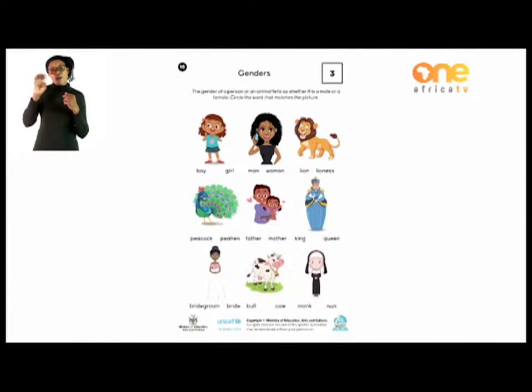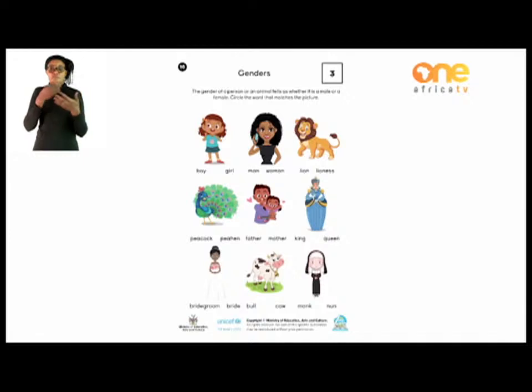The next picture, is it a peacock or a peahen? The next picture, is it a father or a mother? The next picture, is it a king or a queen? The next picture, is it a bridegroom or a bride? The next picture, is it a bull or a cow? And the last picture, is it a monk or a nun? Remember what I said? You must circle the correct word. Good. Let's continue with the next page.